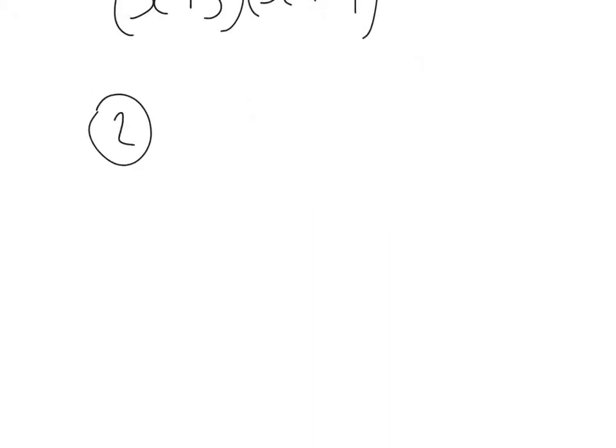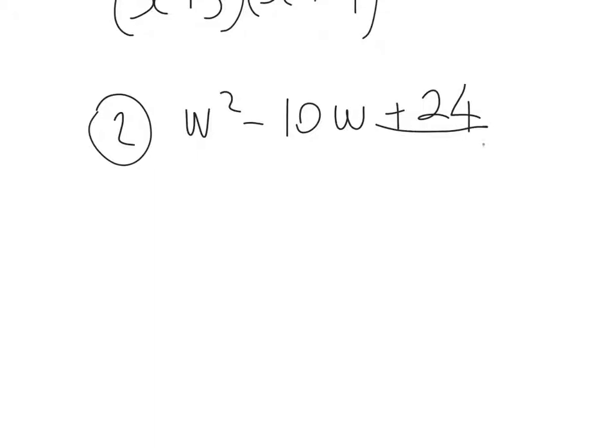Example 2, I'm going to factorise w squared minus 10w plus 24. So two numbers that multiply together to give 24 and add together to give minus 10. Well, if the product is positive, then the signs need to be the same. So that's two pluses or two minuses, but to add together to give minus 10, it would need to be two minuses, and it's minus 6 and minus 4. Minus 6 minus 4 is minus 10, and minus 6 times minus 4 is plus 24.